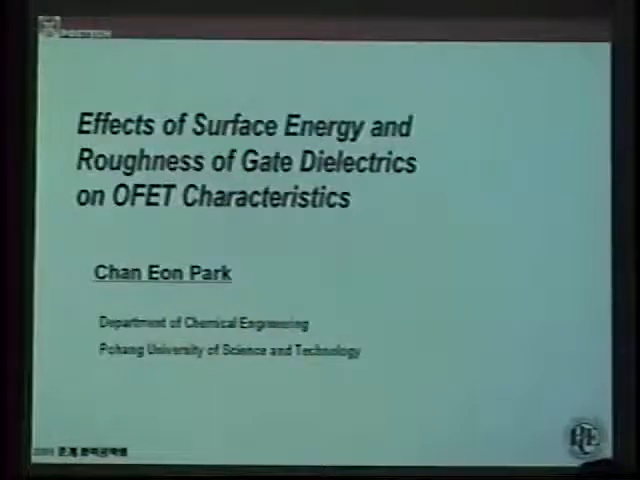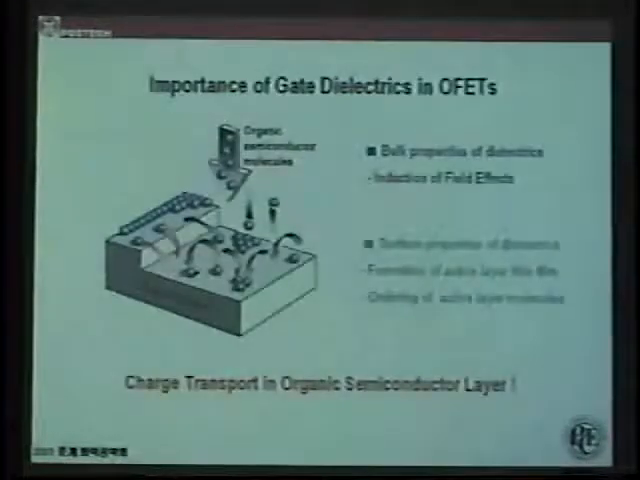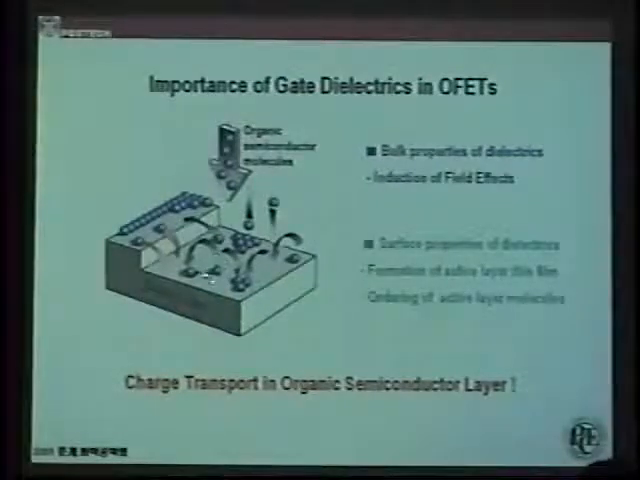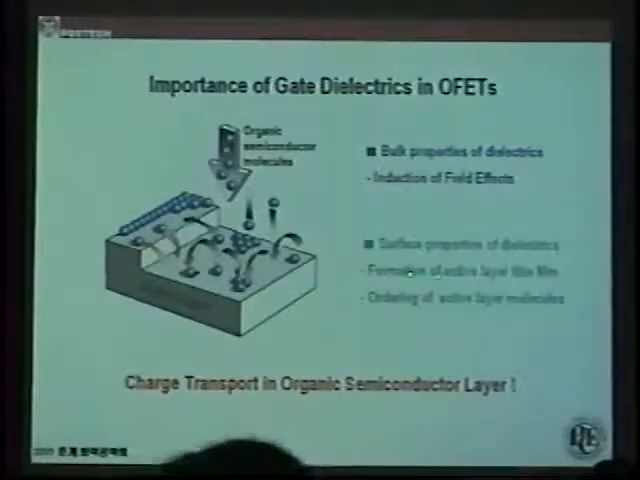If you have a big roughness, then the mobility drops down. And next. So this shows that I'm talking about the dielectric layer. On top of that, the semiconductor layer is deposited. In my case, I use pentacene by vacuum deposition. So the interaction between pentacene and the dielectric layer is important for the formation of the pentacene layer.